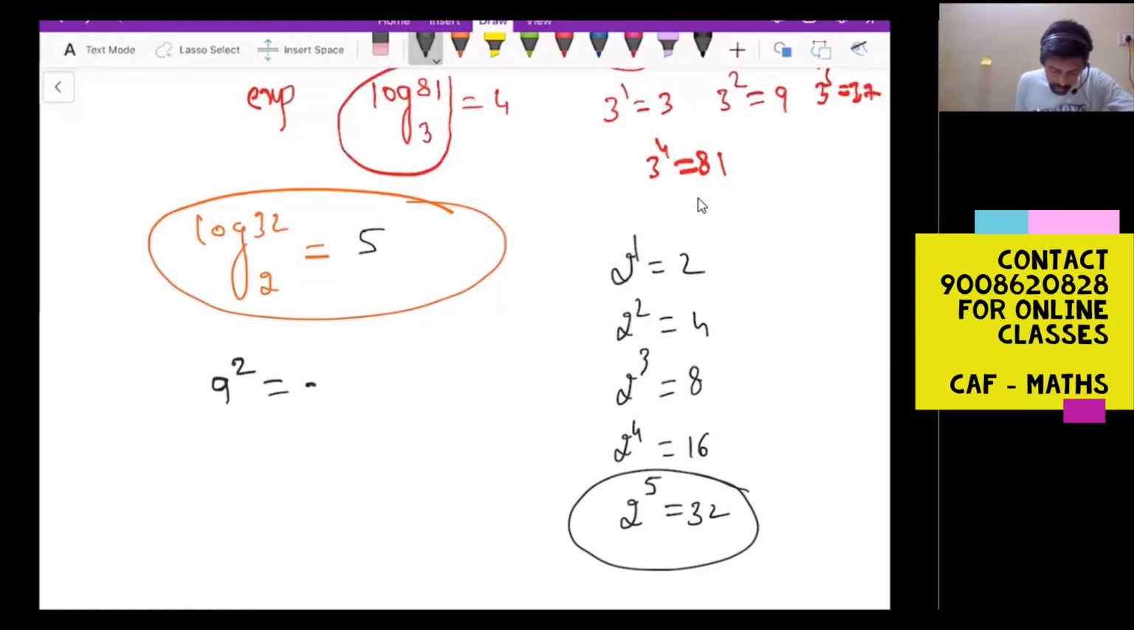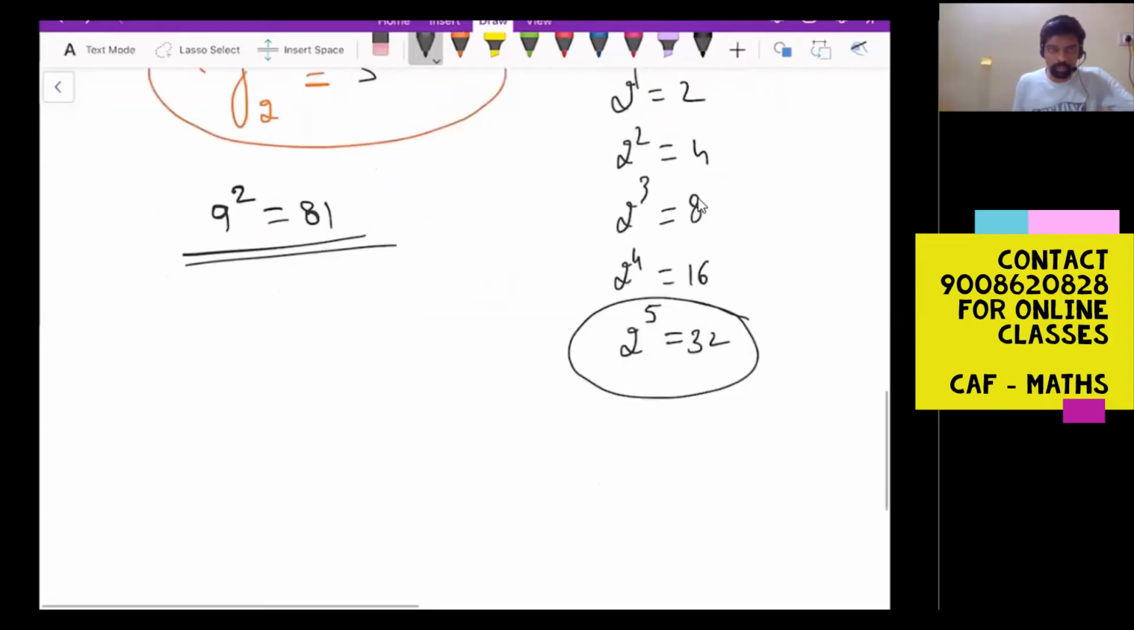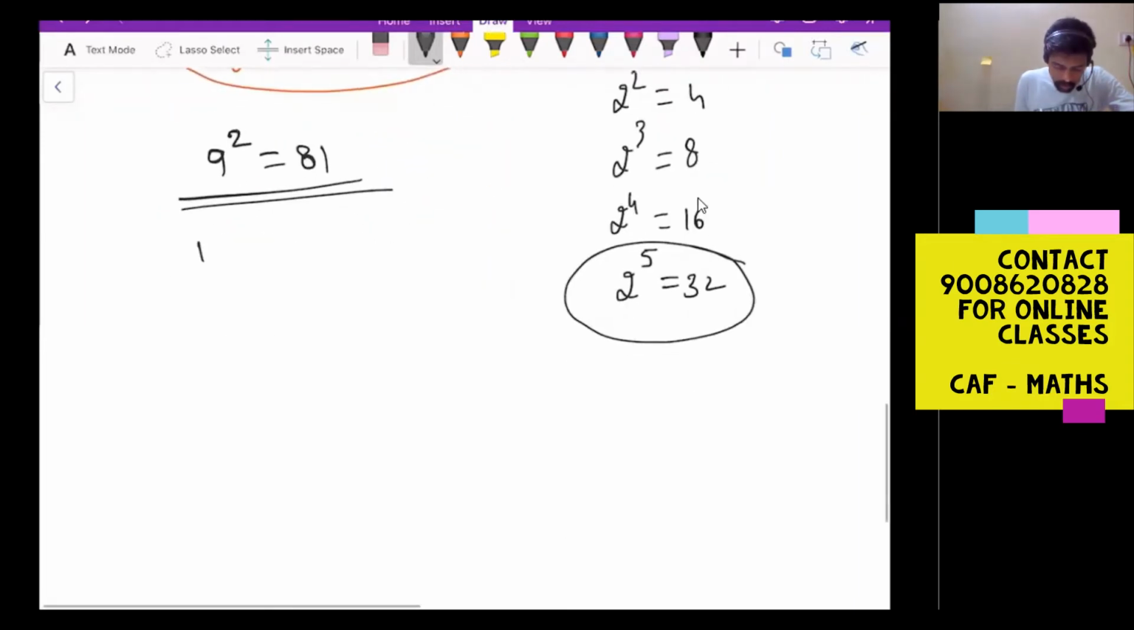9 power 2 is equal to 81. Can you express this in logarithmic form? Please try. 9 power 2 is equal to 81. Express this in logarithmic form. Log 81 to the base 9 is equal to 2.